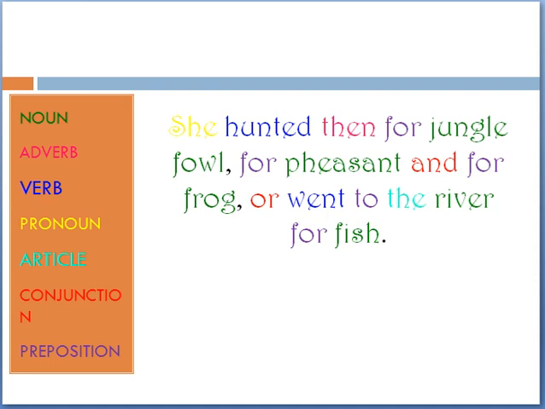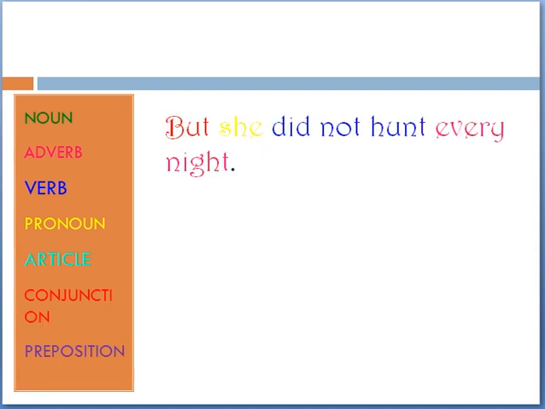Now let us move to the last sentence of the paragraph. But she did not hunt every night. Why have we started this sentence with a conjunction? What is it joining? Till now we have learned that conjunctions join bigger parts of the sentences, right? But here it is only one part. It is not joining any two ideas or any two naming words of the sentence. So what is it joining?